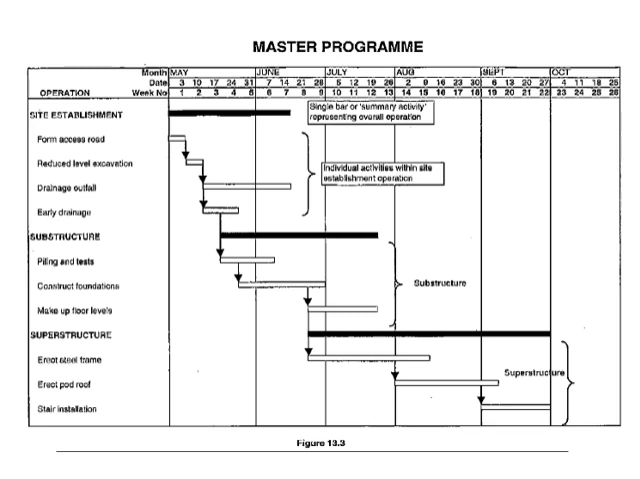Okay, so your basic master program, all of you should be familiar by now, from this example that they included here, is your access road, reduced levels, drainage outfall, early drainage, and so forth. So it's your site establishment that you've got there, then you've got your substructure, your superstructure. So it's a very broad program that gives you a start and an end with specific items in between when they should finish.